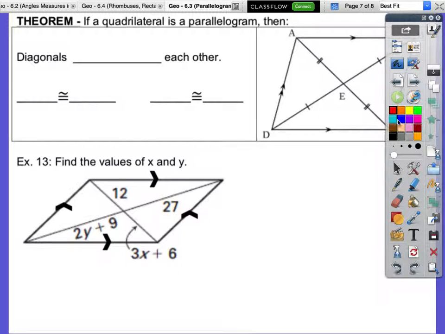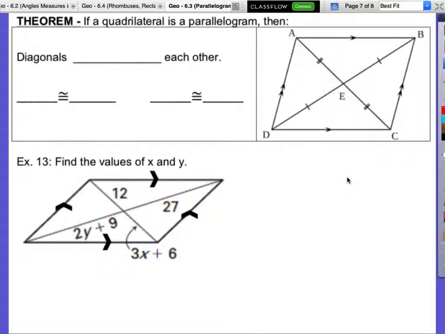Okay. So diagonals. On yours it says it right. A quadrilateral is a parallelogram if and only if, thank you, Gracie, that's what that means, if and only if diagonals bisect each other. What's it mean to bisect? They cut through at the middle. So they cut each other in half. Very good.